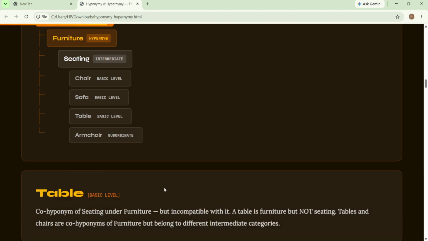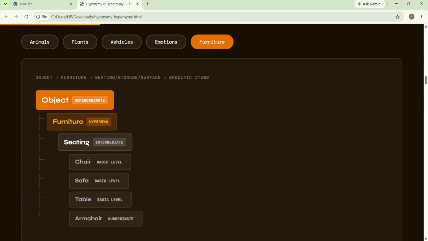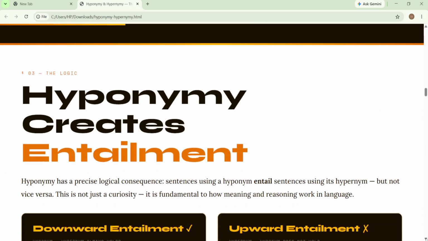Table is a co-hyponym of sitting under furniture but incompatible with it. A table is furniture but not sitting. Table and chairs are co-hyponyms of furniture but belong to different intermediate categories. So this is how you do semantic analysis of hyponym and hypernym. Let's move forward. It's taken quite a lot of time.